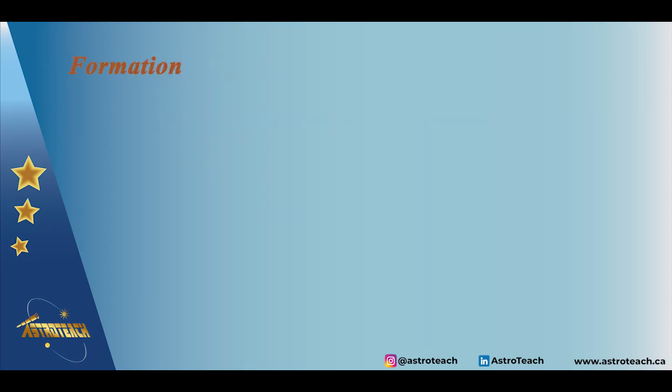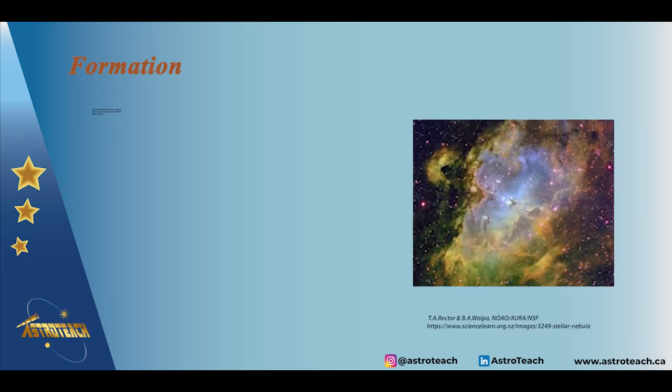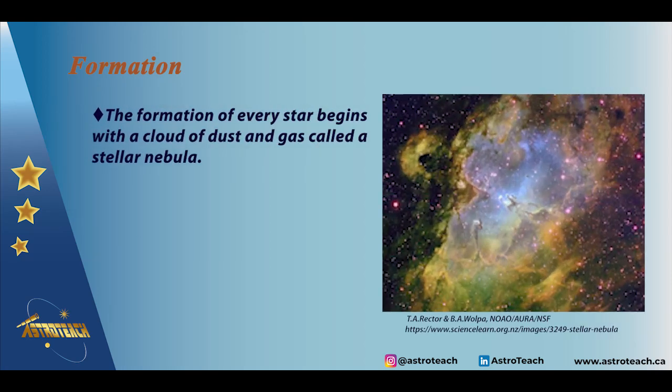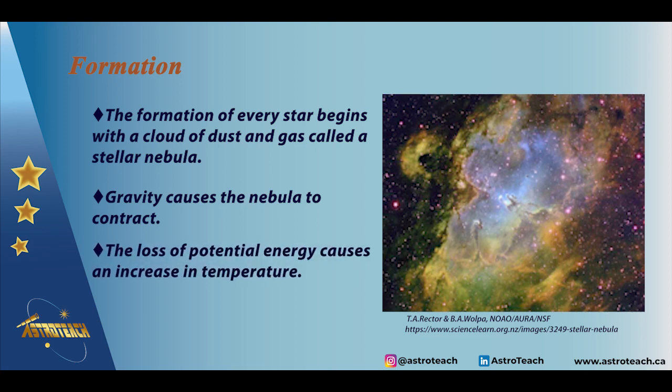But how does the formation of a star begin? The formation of every star begins with a cloud of dust and gas made of 97% hydrogen and 3% helium called the stellar nebula. Gravity causes the nebula to contract. Therefore, the atoms lose potential energy. And so, the loss of potential energy causes an increase in temperature.